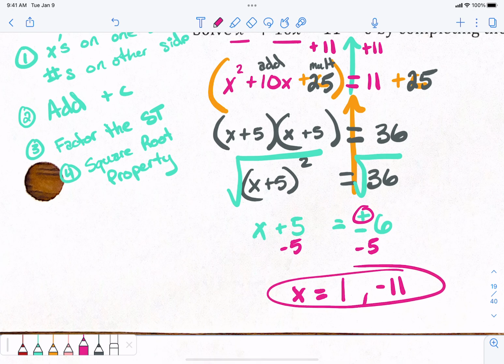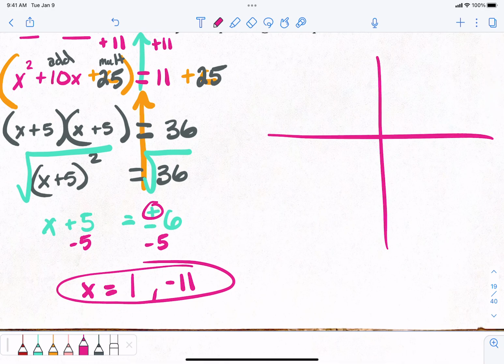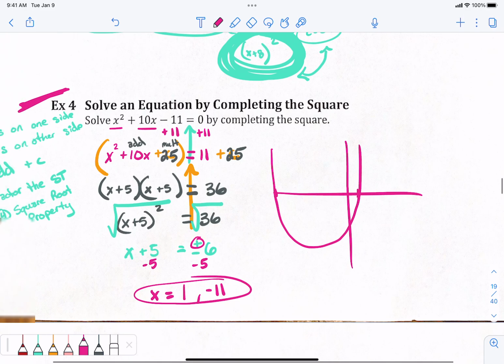Okay, what do those two numbers represent? Again, those are the x-intercepts. So 1 is here, negative 11 is over here, that's where he's crossing. Something like that, right? Okay, good. This is just another way of finding it by completing the square.